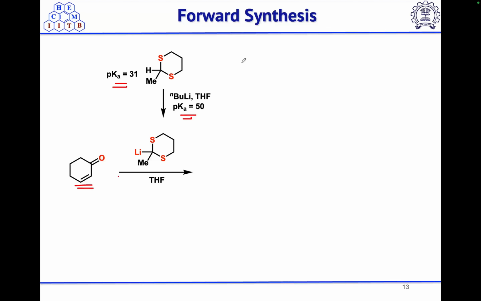Now I guess you have heard about secondary butyllithium, and also tertiary butyllithium. I will show the pK values for these. Which one will be the stronger base? You can think in your mind. Among n-butyllithium, secondary butyllithium, and tertiary butyllithium, which one will be the strongest base? Can you guess?